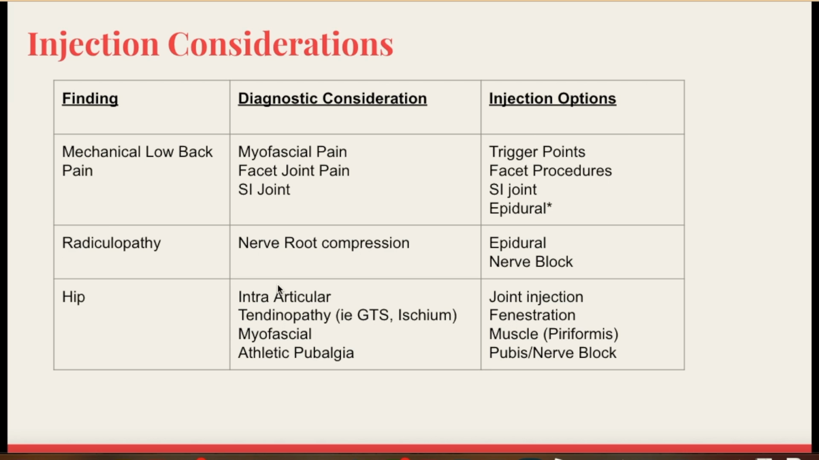In people that have gluteal pain, where I think it's coming from the piriformis muscle itself without actually causing compression of the sciatic nerve, then I could potentially inject that under ultrasound. And then with athletic pubalgia, it's a bit esoteric about how to manage it, but certainly from an injection standpoint, you can inject the pubis or do an ilioinguinal nerve root block, and that can sometimes be helpful for patients as well.